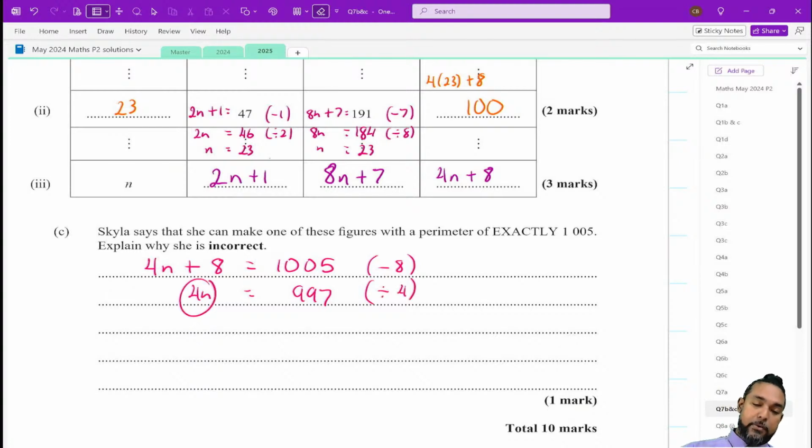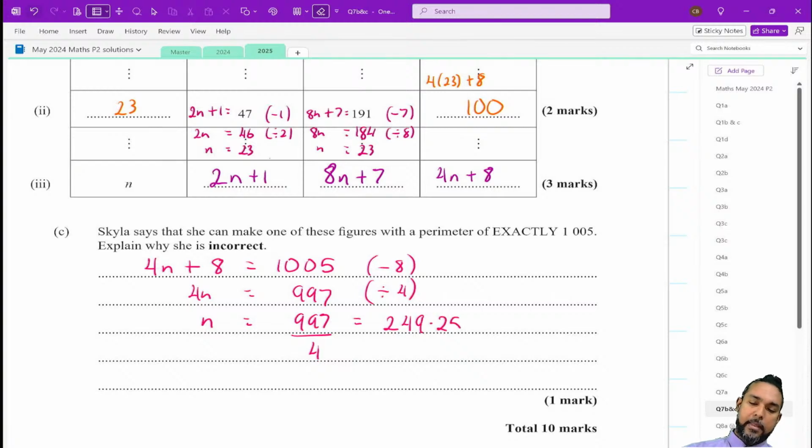So if you divide by 4 on this side, it'll cancel with 4, giving us n. But then we get 997 over 4. 997 is what kind of number? Odd or even? Odd. If you divide an odd by even, you will not get a whole number. Right? So 997 over 4, what will we get?